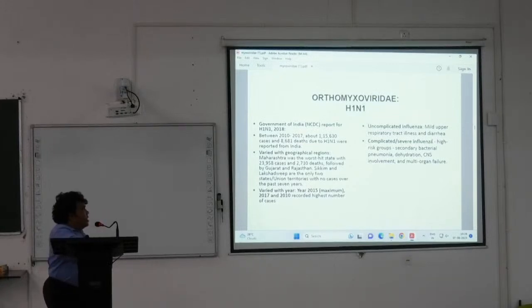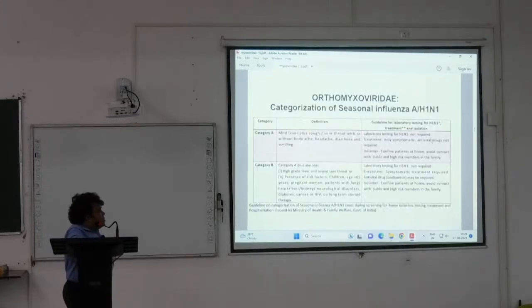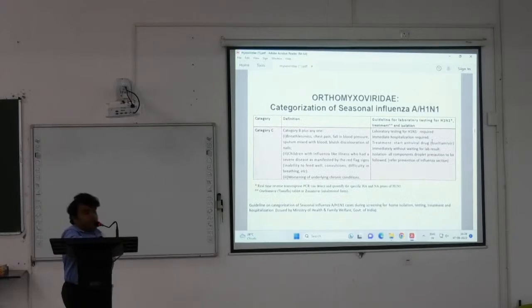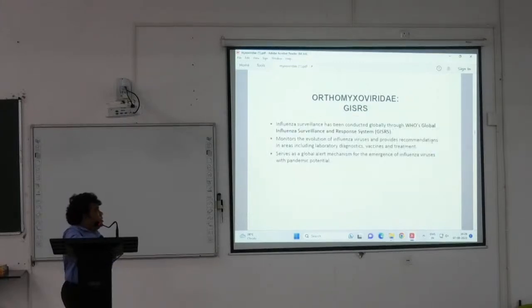Now, the government of India has reported H1N1 from many areas and has categorized the infection into categories A, B and C, depending on the clinical manifestation, and has given advice for its treatment. Similarly, the WHO, the World Health Organization, has a global influenza surveillance and response system. The objective of this system is to identify the various circulating strains of the influenza virus and determine their antigenic structure. All this is done for the production of vaccines.